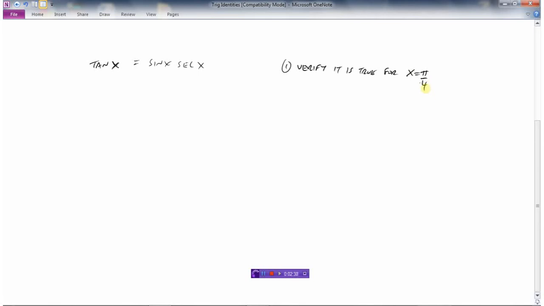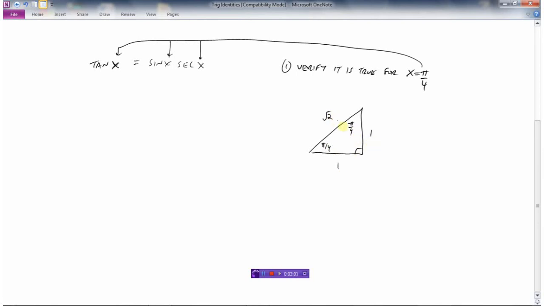So what I'm going to basically do is put pi over 4 in for x here, here, and here, and that'll give me a number on the left side and a number on the right side, and I can see if they're the same for that x value. In order to do this, we're going to have to go back to our special triangles. So remember, this was the 1, 1, root 2 triangle. So let's see, the tan of pi over 4, we're going to see if that's equal to the sine of pi over 4 times secant of pi over 4.